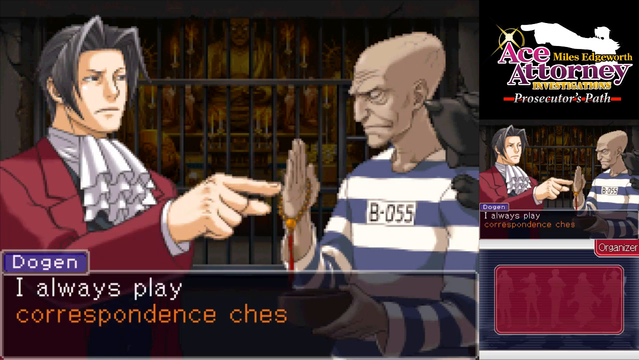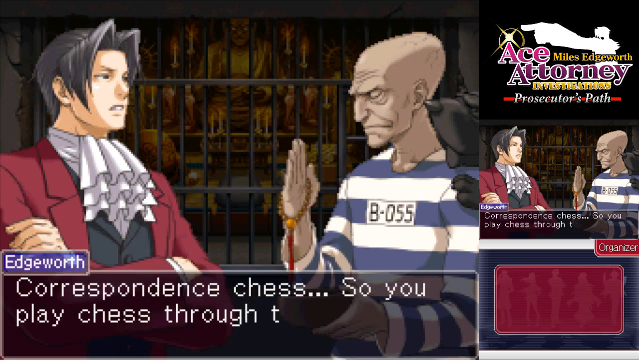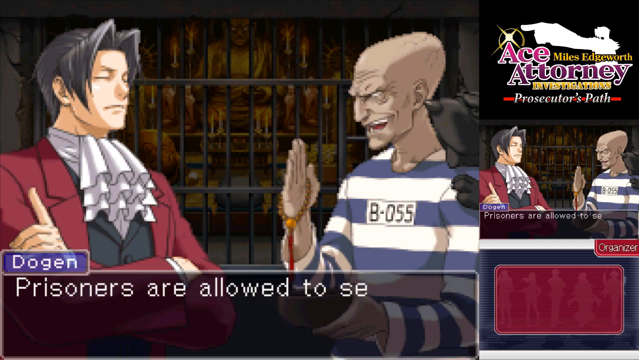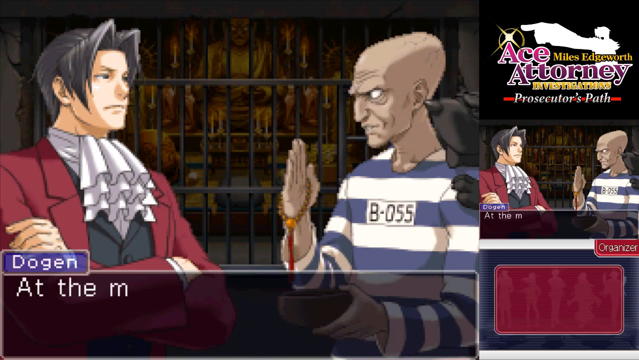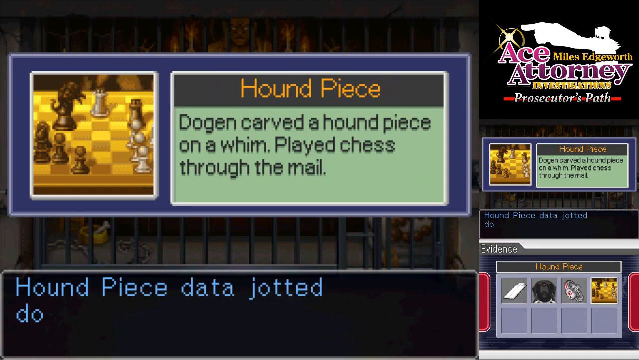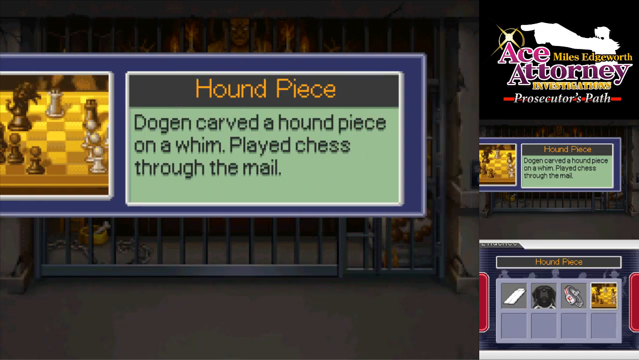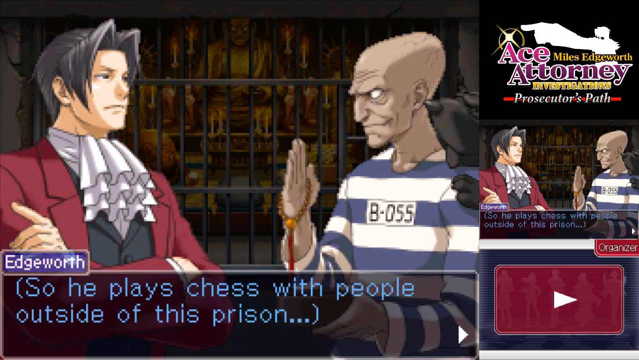I always play correspondence chess. Correspondence chess? So you play chess through the mail? Prisoners are allowed to send and receive letters, although they are subject to inspection. At the moment, I am waiting for my opponent's next move. Handpiece data jotted down in my organizer. So he plays chess with people outside of this prison.